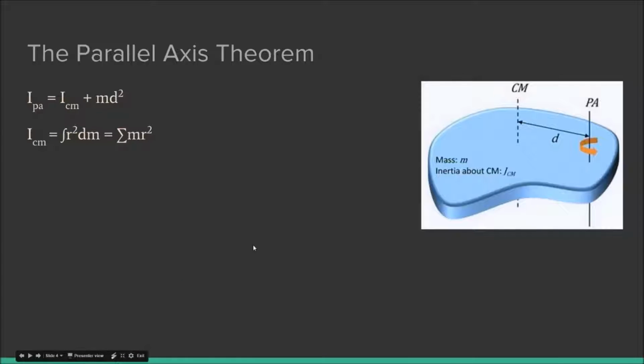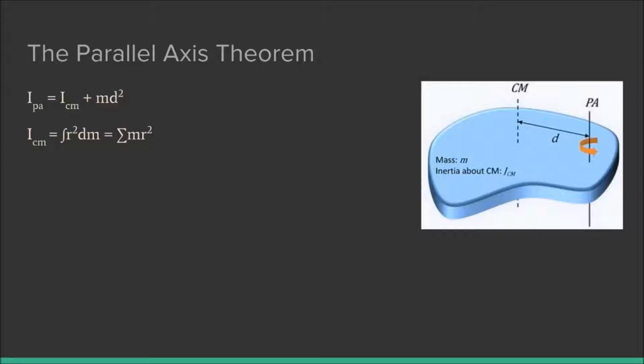Alright, the parallel axis theorem. The reason we need to analyze inertia using both the parallel axis theorem and the integral calculus method is that it's just two different methods to solve the same problem, and knowing how to do something two different ways is usually always better than knowing how to do it just one way.